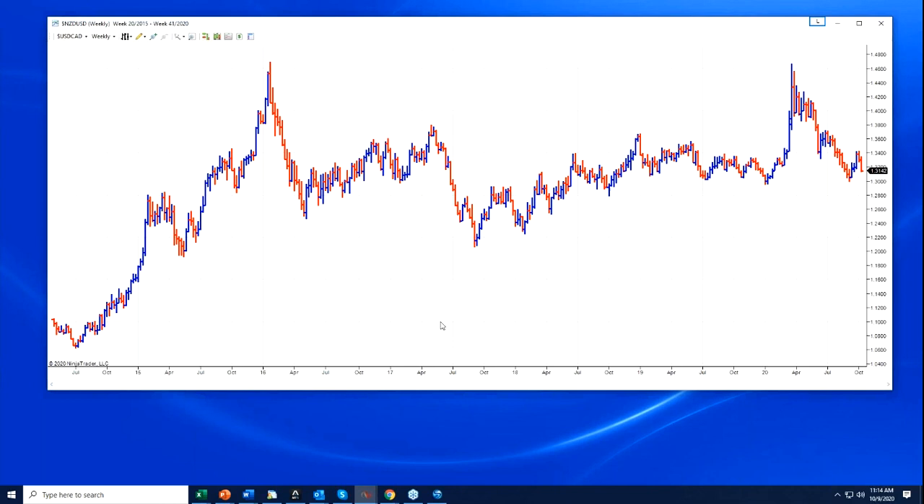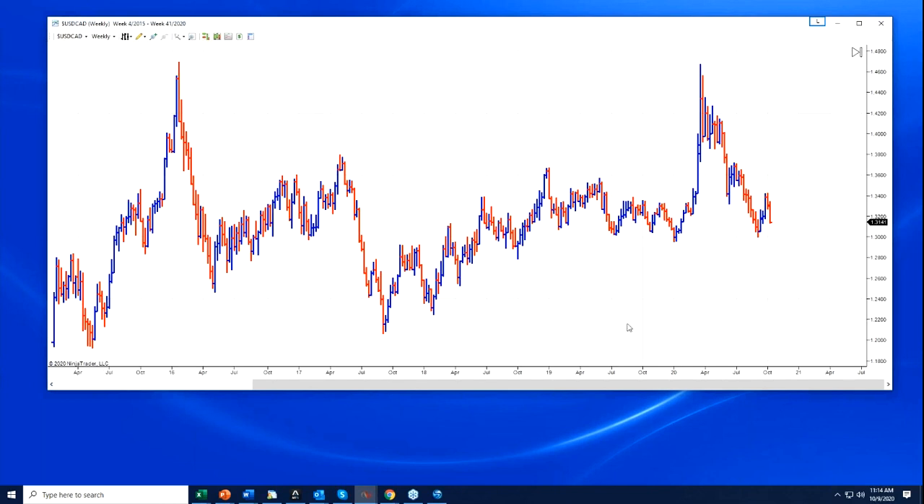So lastly, we can look at the Canadian real quick. It's starting to look very much like a double top head and shoulders.